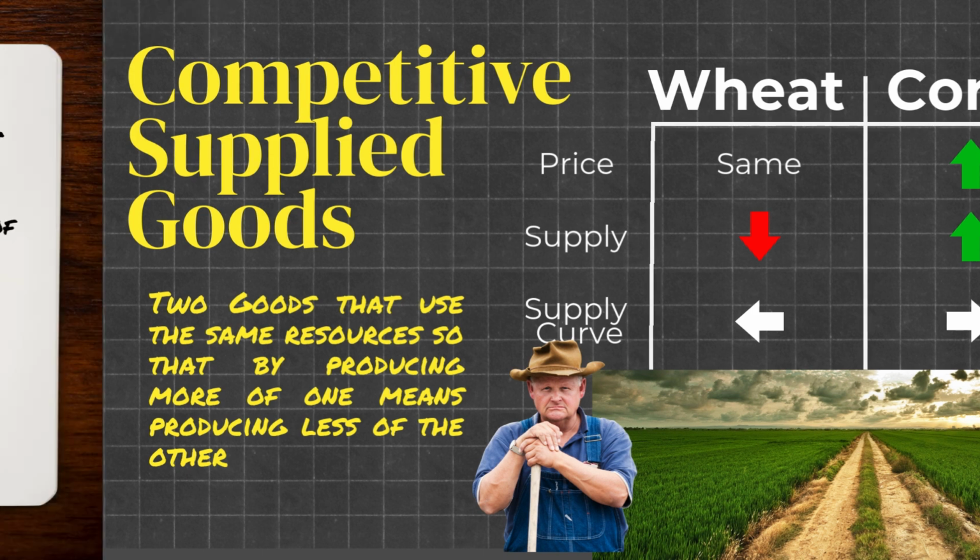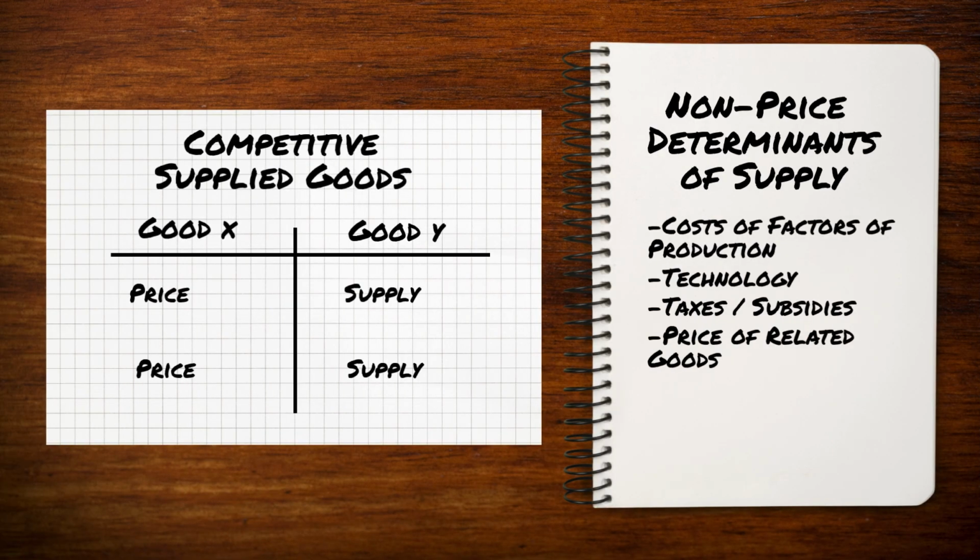So let's say we have two competitive supply goods, good X and good Y. A price increase in good X will result in a decrease in the supply of good Y. And because there's a change in the supply of good Y without the price of good Y changing, this is a non-price determinant. And also, if there's a decrease in the price of good X, we will see an increase in the supply of good Y.